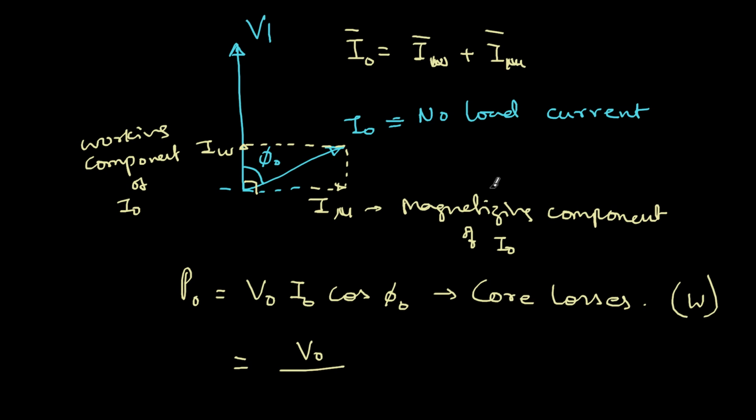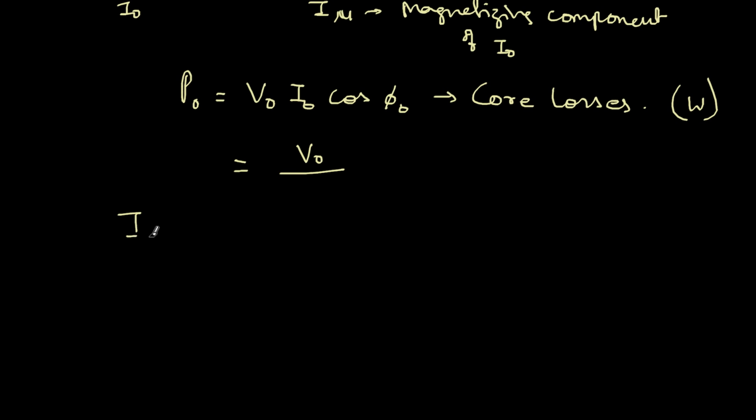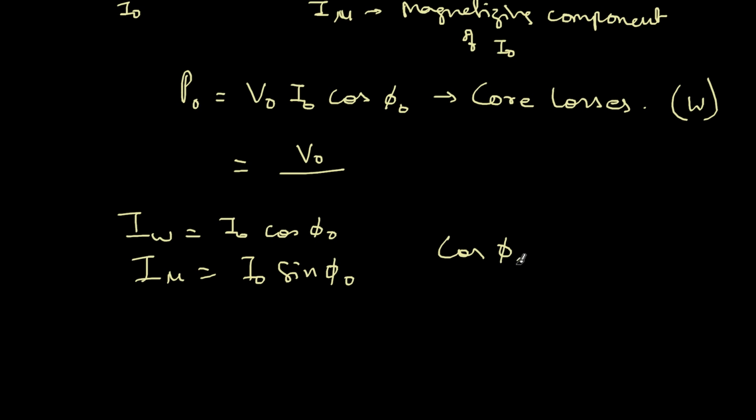By the way, here also I can write it. IW is I naught cos phi naught, and I mu is I naught sin phi naught. If I know these two, I can find that out. Cos phi naught is the no load power factor. Now if I divide V naught by IW, the unit will be voltage divided by current, so the unit will be ohms. So let's denote it by R naught.